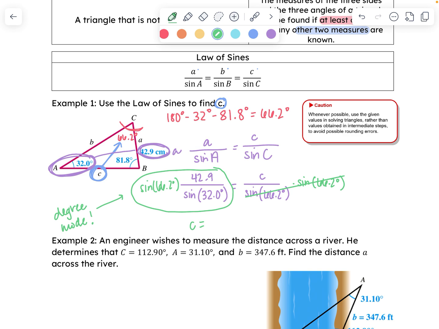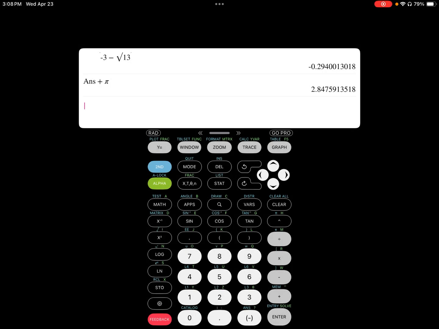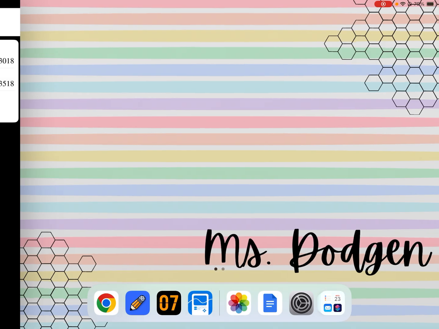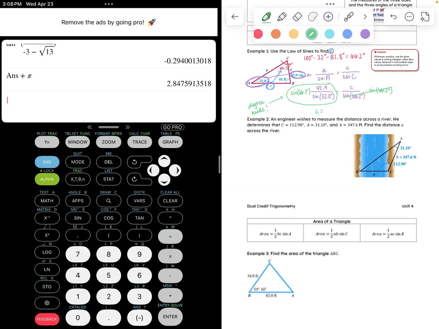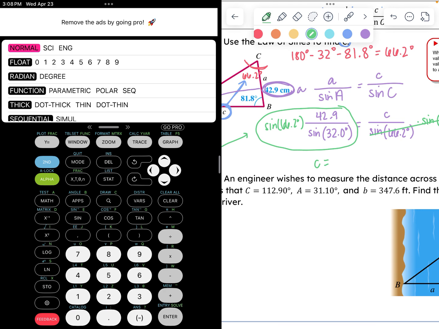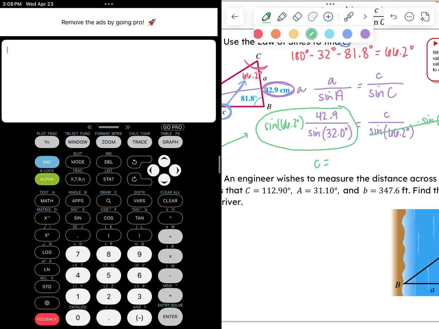Let me pull up my calculator here so I can show you what it's going to look like. Split my screen. Okay, so mode. Oops, I'm in radians, so I got to change that. I'm going to type in sine of 66.2, close my parentheses, times, I'm going to do my fraction, 42.9 over the sine of 32.0 degrees, close those parentheses, and there's my answer.